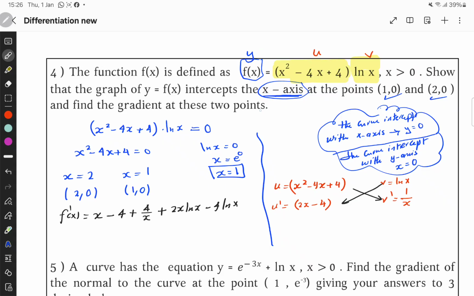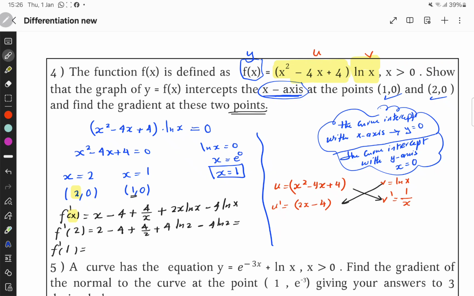Now, to find the gradient at 2 points, means I'm going to the first one and the second one. In the first one, we are replacing every x by its value, which is 2. And in the second one, we're replacing every x by its value, which is 1. Then use a calculator to find the answer. Here, it will be 2 minus 4 plus 4 over 2. We're replacing every x by 2. Plus 2 times 2, it will be 4 times ln 2 minus 4 times ln 2. So I will get the answer using a calculator.